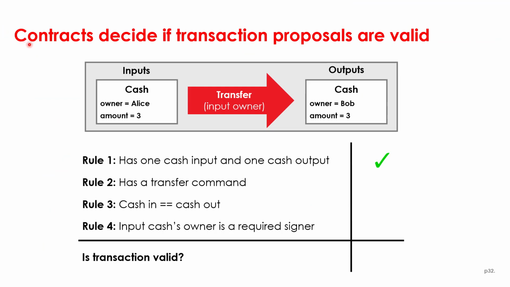Our contracts have the logic to decide if the transaction proposals are valid. Here is a transfer of cash from Alice for the amount of 3, transferring ownership to Bob. The first thing: it has one cash input and one cash output. Is that true? Well, yes, we see it's true, so we see the check mark there.